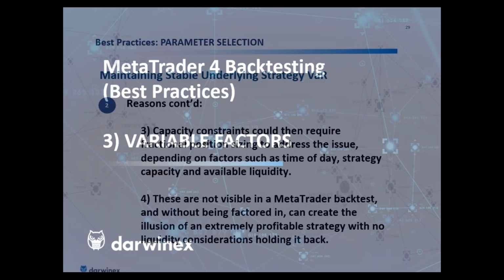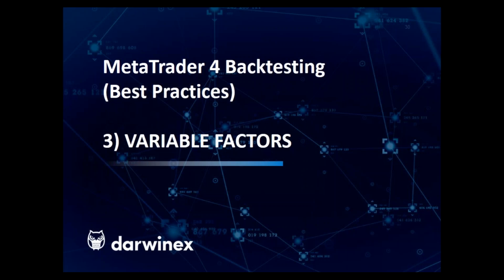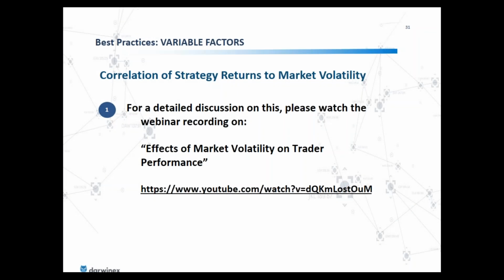Finally, we talk about some variable factors that help traders during both the design phase of the trading strategy as well as the post backtest, after the backtest is done. Correlation of strategy returns to market volatility. This is a very important consideration that we've covered in quite a lot of detail in a previous webinar on the effects of market volatility on trader performance. It's on the DarwinX YouTube channel.